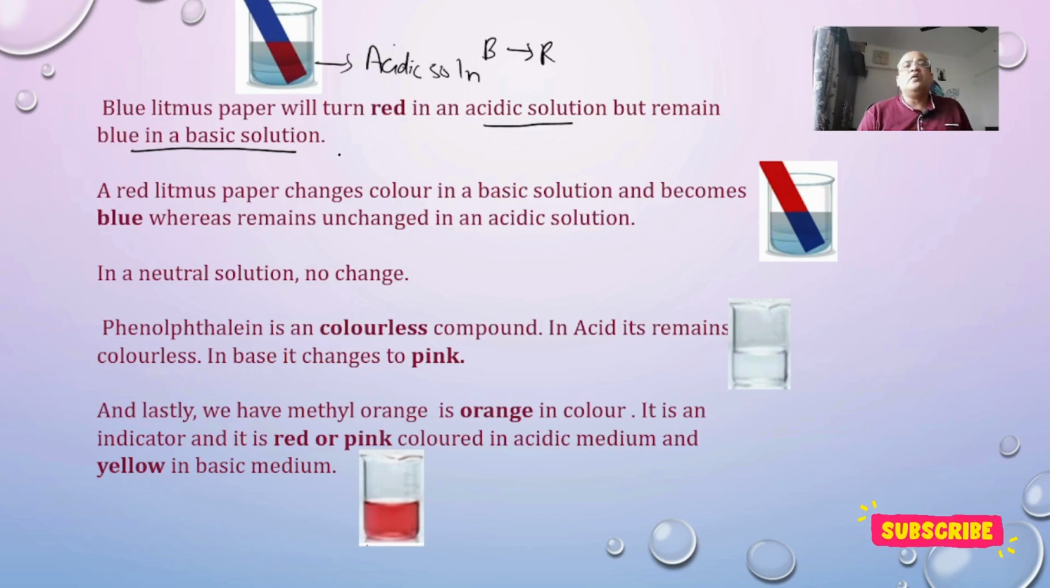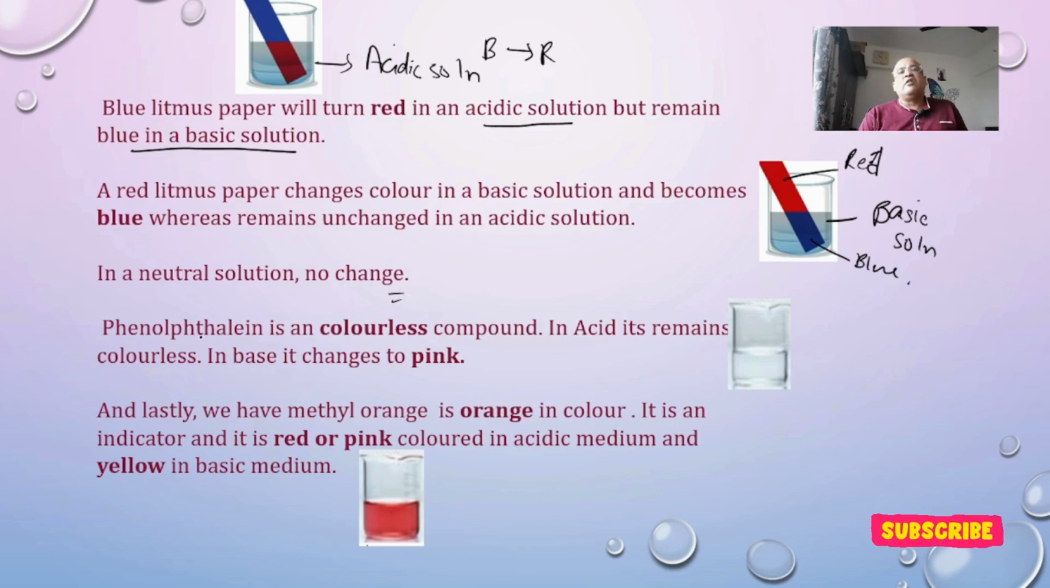And there is no color change in the basic solution, right? A red litmus paper changes color in the basic solution and becomes blue. Here you see, this is my basic solution. In basic solution, this red litmus paper has turned blue, right? Red litmus paper has turned blue, and there will be no color change in the acidic solution. In a neutral solution, there will be no change, right?